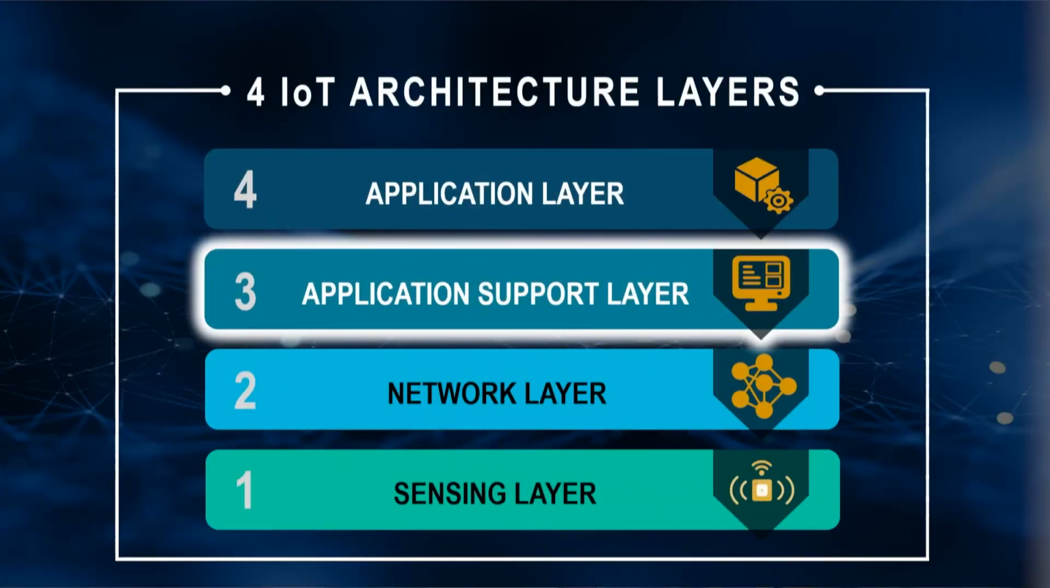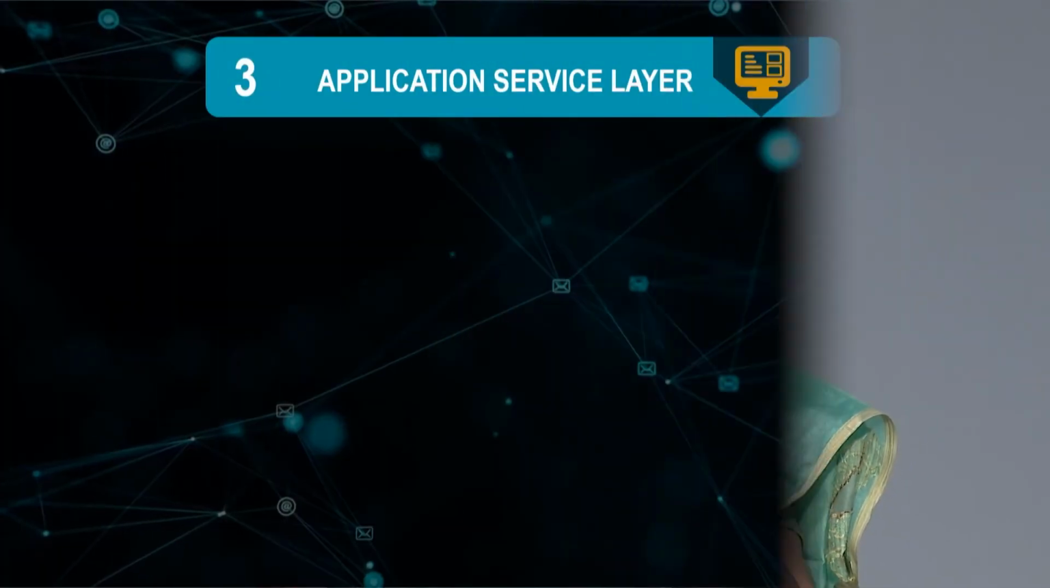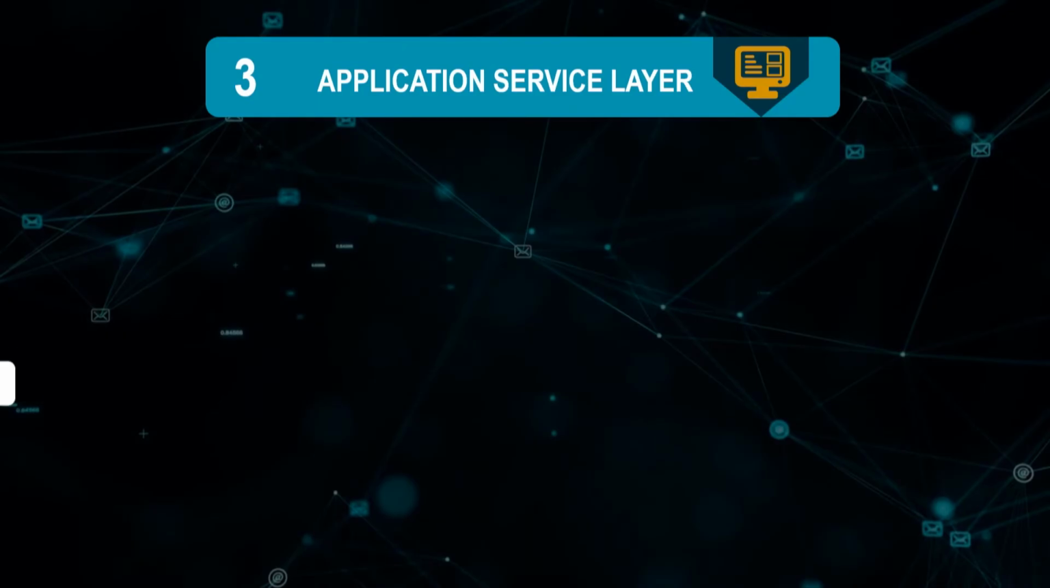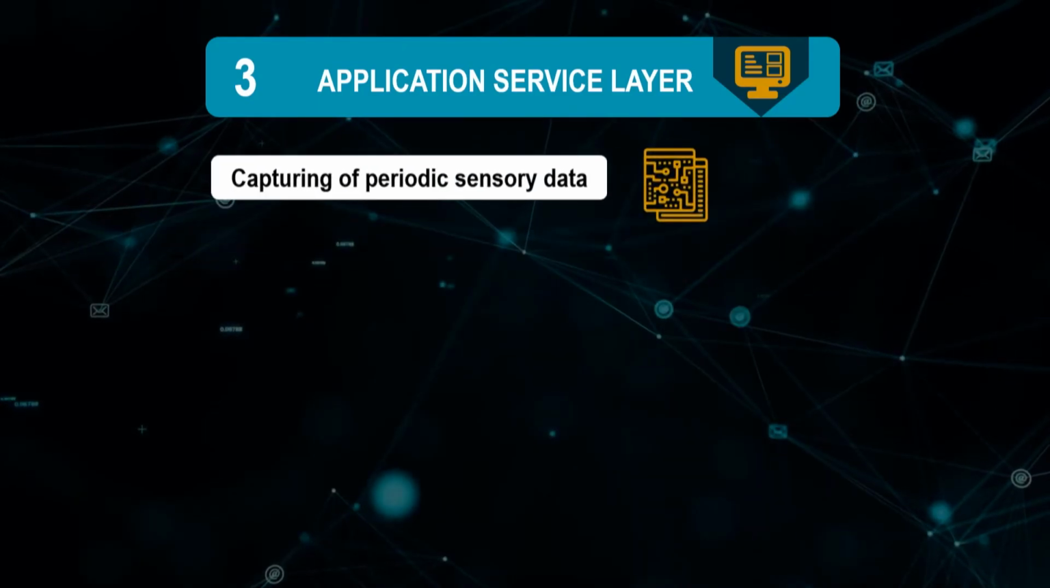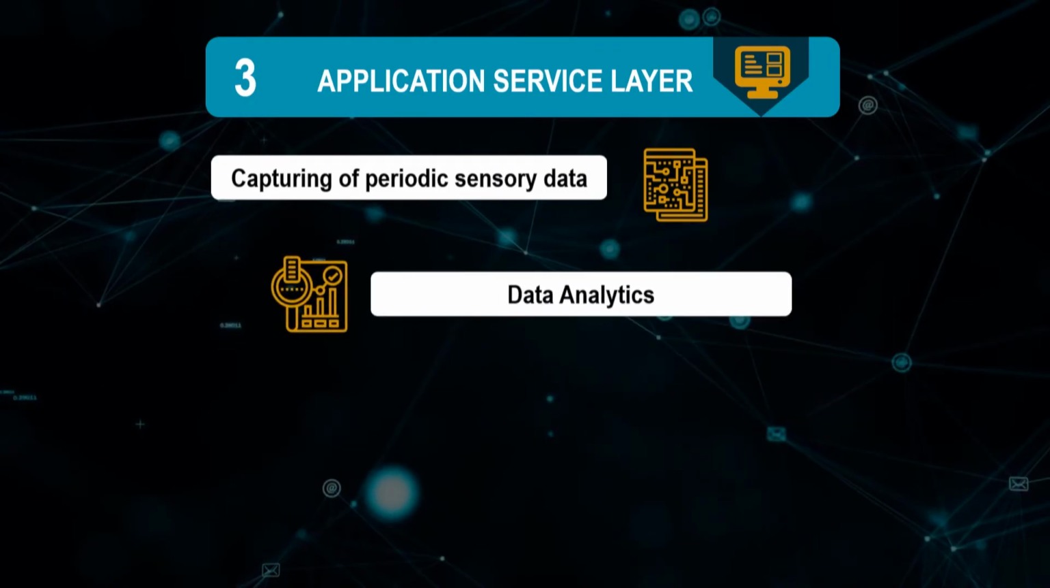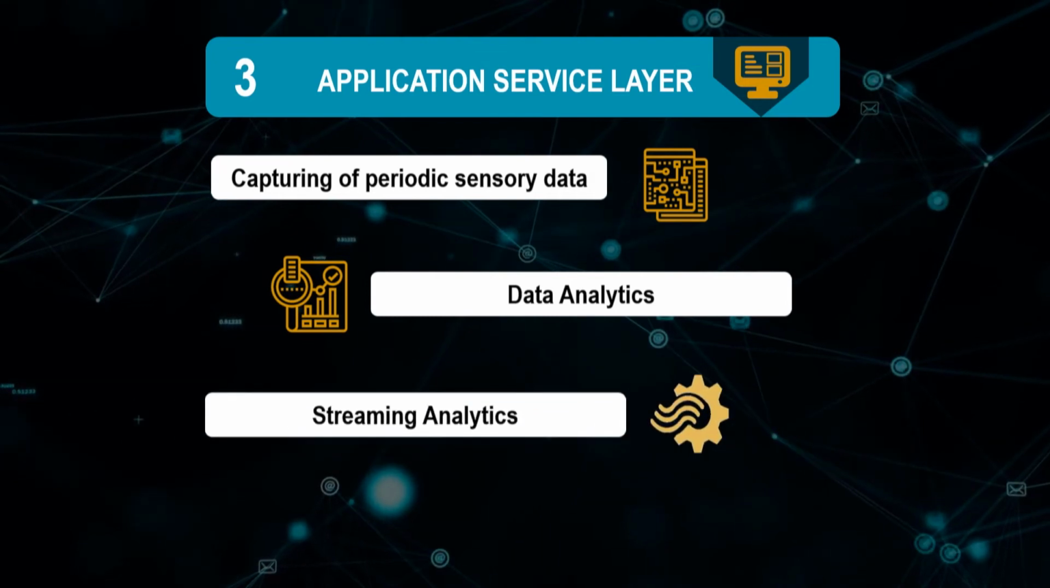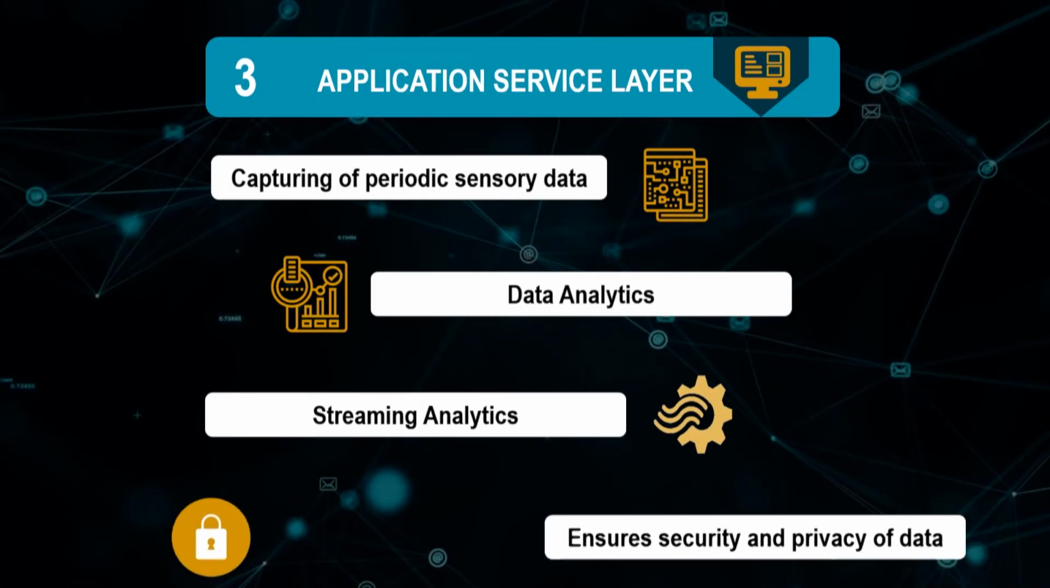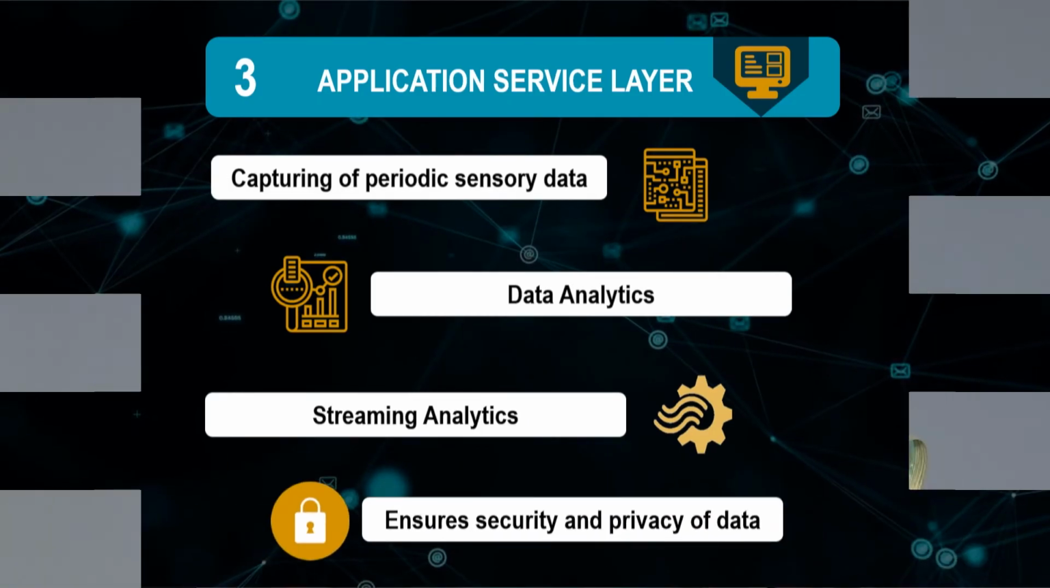Third one is your application service layer. As I have told, this gives the services to the application. That means it captures the sensory data, it extracts the information from the data, it does the data analytics with various machine learning algorithms or deep learning algorithms, as well as the streaming analytics. Streaming analytics analyzes the real time data, so that is why the name is streaming analysis, and it also ensures the security and the privacy of data.